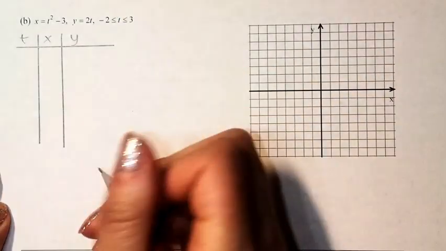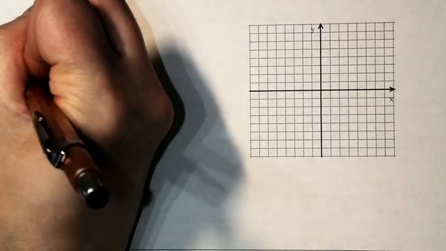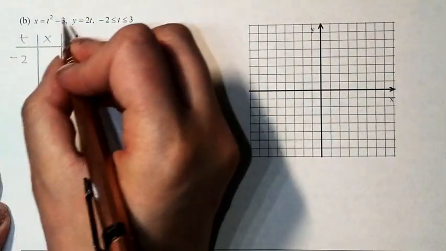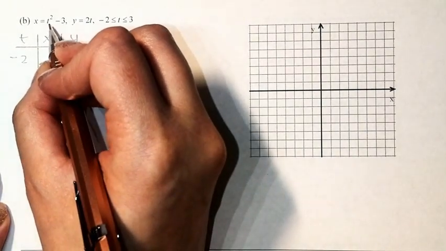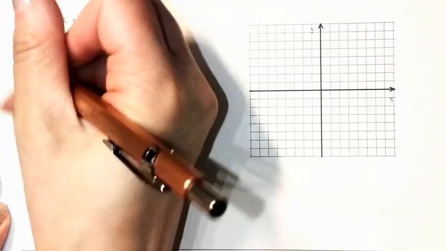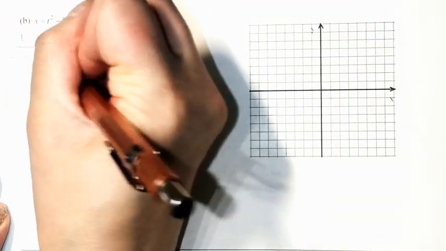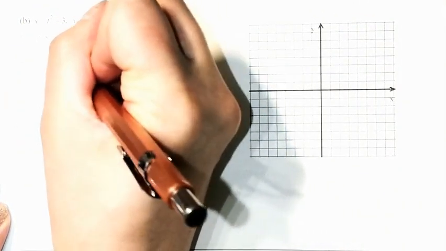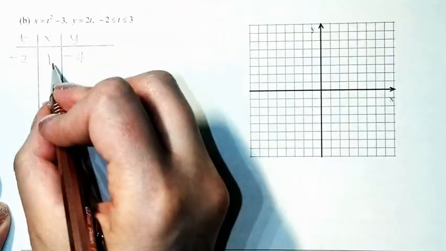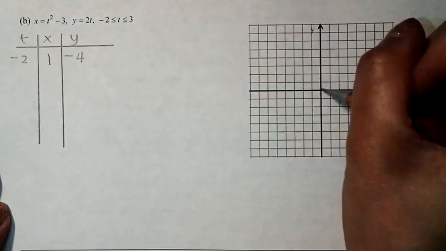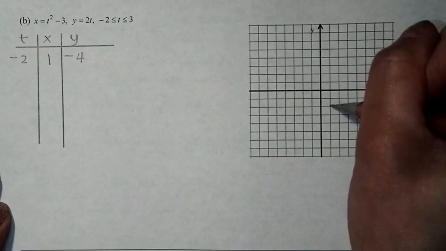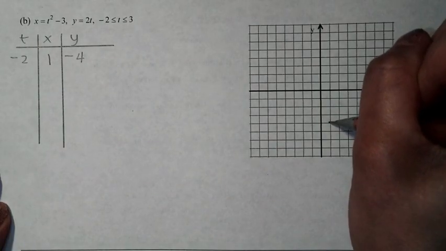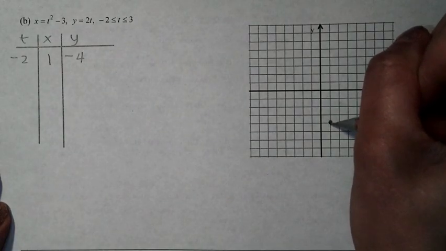So what are you going to do here? Well, you can plug in -2. When you plug in -2 here, that's going to be 4 minus 3, that's a 1. Then you plug the -2 here, giving you, what's that? -4. So you go and sketch your point (1, -4). So 1, -4 is going to be 2, 3, 4, over here. Okay, so that's where we start.